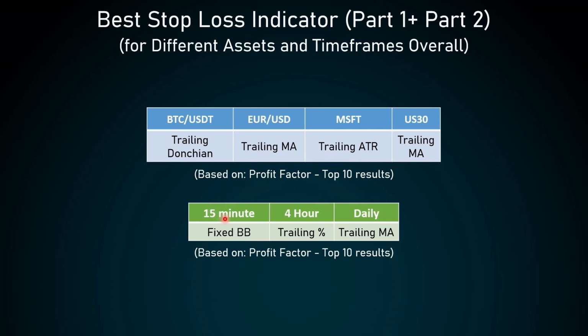If you want to trade on the 15-minute time frame, based on these results, I would recommend using the fixed Bollinger Band stop loss. If you want to trade the 4-hour, the best results came from the percentage-based trading stop loss, and on the daily, the moving average-based trading stop loss.